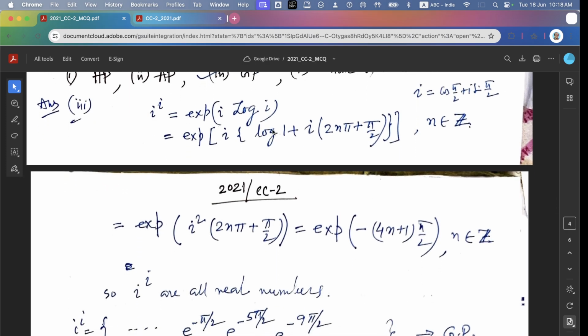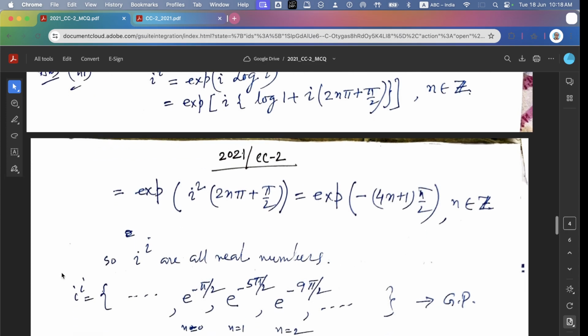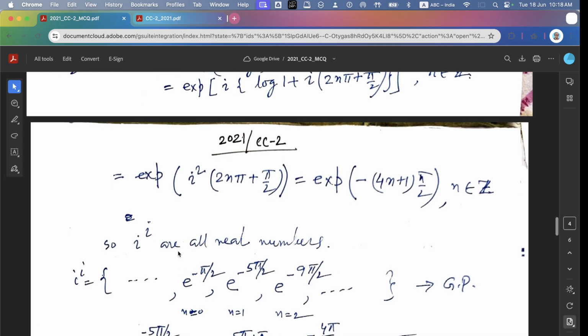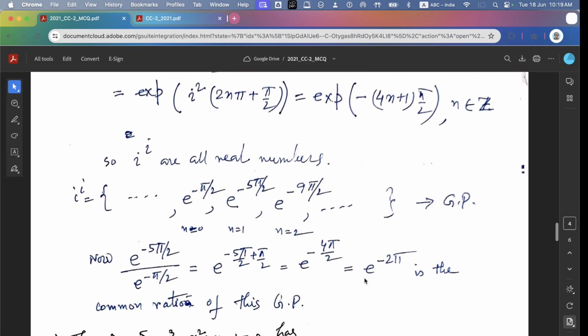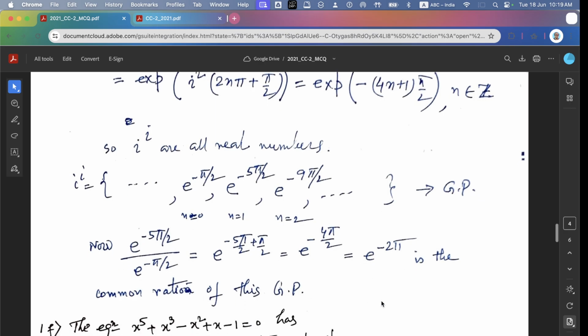So we can write log 1 as 0. So exponential of i squared, i into i squared, twice n pi plus pi by 2. So this is equal to exponential minus (4n plus 1) pi by 2, n belongs to the set of all integers Z. So i to the power i are all real numbers, of this exponential type. So I put here n equal to 0, we get this, n equal to 1, we get this, n equal to 2, we get this. So this GP series has e to the power minus twice pi as the common ratio.